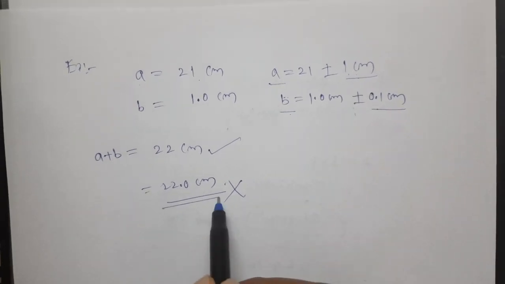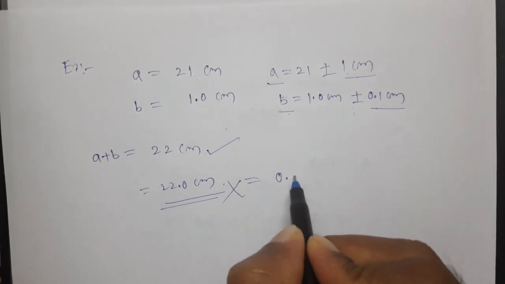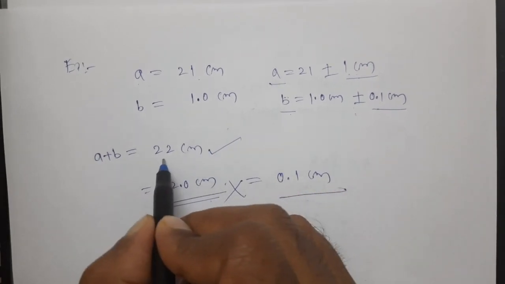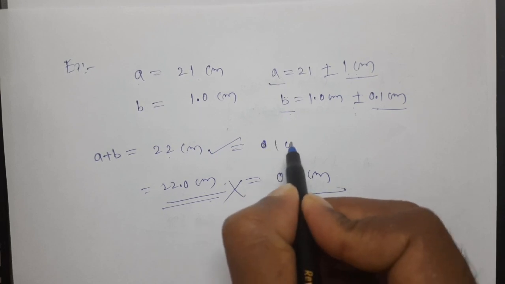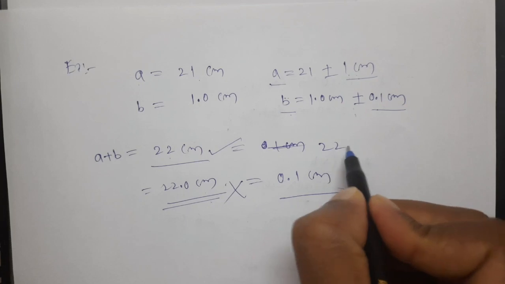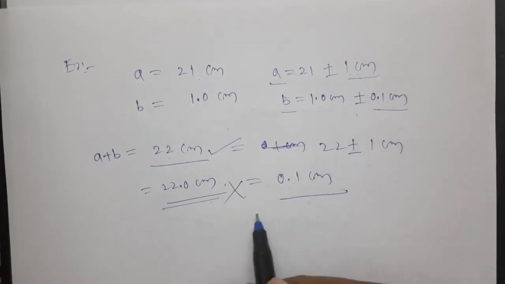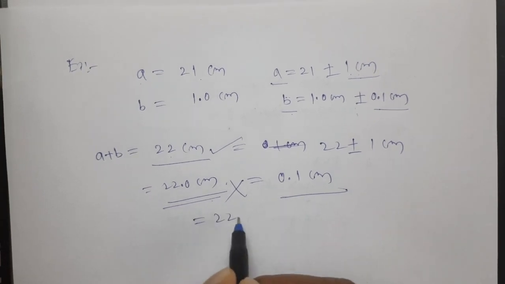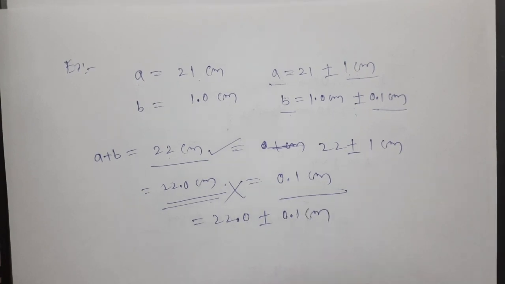If we give it like this, what does it mean? In this quantity, what is the error we have? 0.1 centimeter error we have here. And here we don't have any decimal places, right? That means in this case, what is the error we have? 1 centimeter. That means 22 centimeters can be written 22 plus or minus 1 centimeter. But whenever we take 22.0, it should be written like this: 22.0 plus or minus 0.1 centimeters.